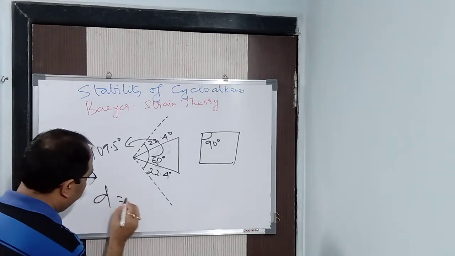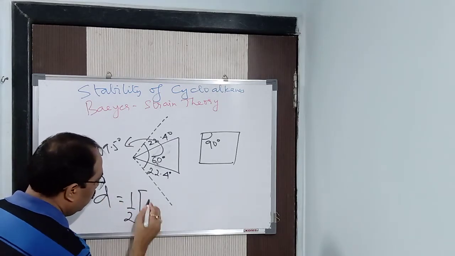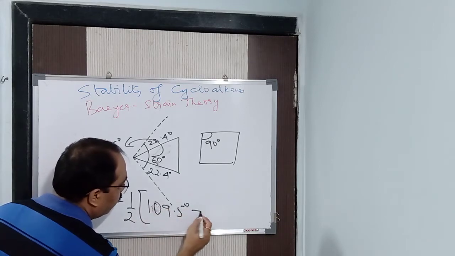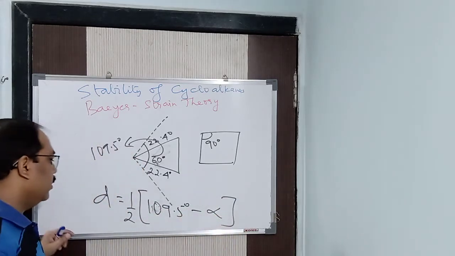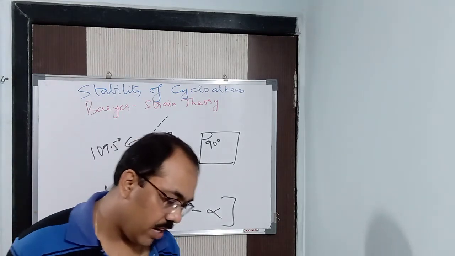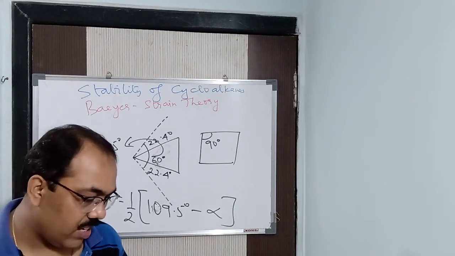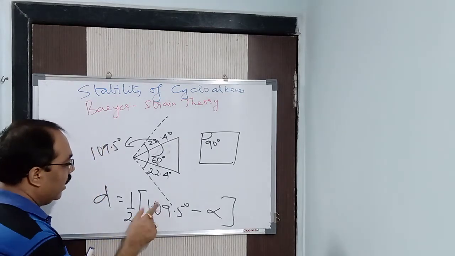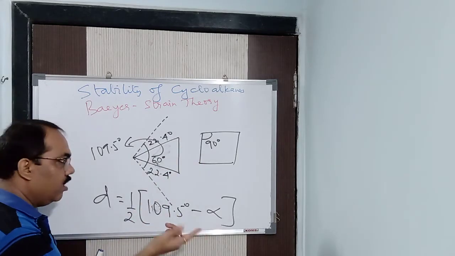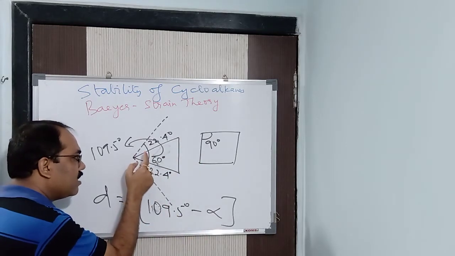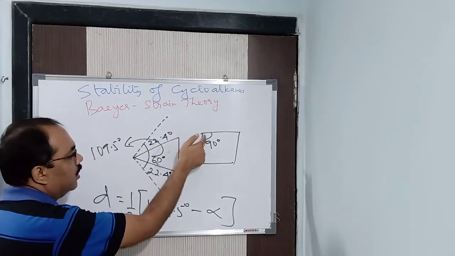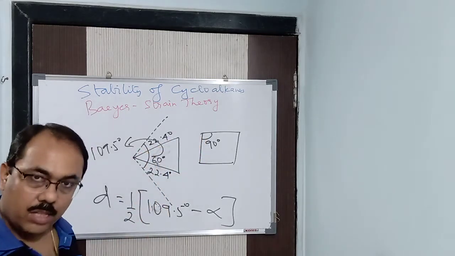What is the formula? Angle of deviation, D, equals half into (109.5 minus alpha). Alright, D stands for angle of deviation. Now what is this alpha? Alpha is the inner bond angle in the cycloalkane ring. Alpha is the inner bond angle: 60 degree, 90 degree, that is alpha. So the inner bond angle in the cycloalkane ring here is 60 degree, and here alpha is 90 degree. Understood? Clear? Fine.